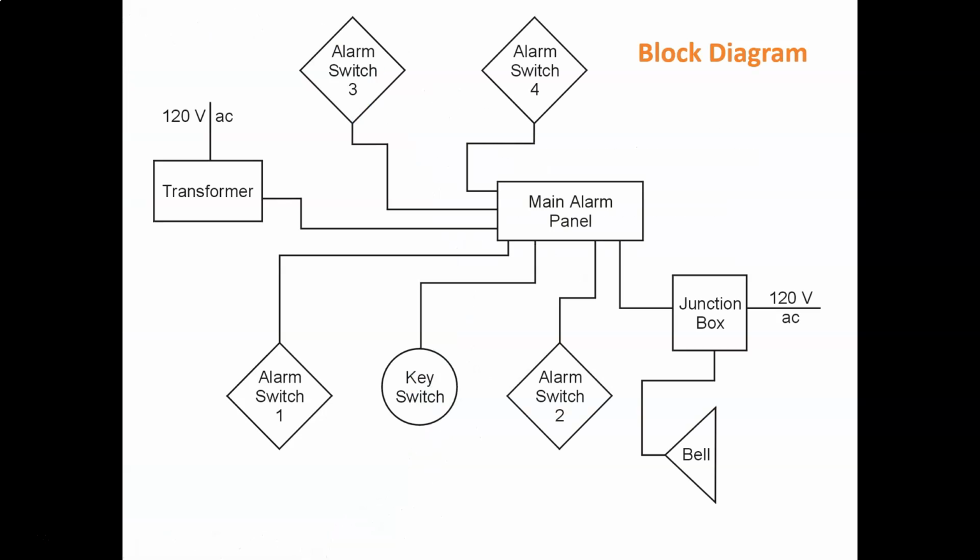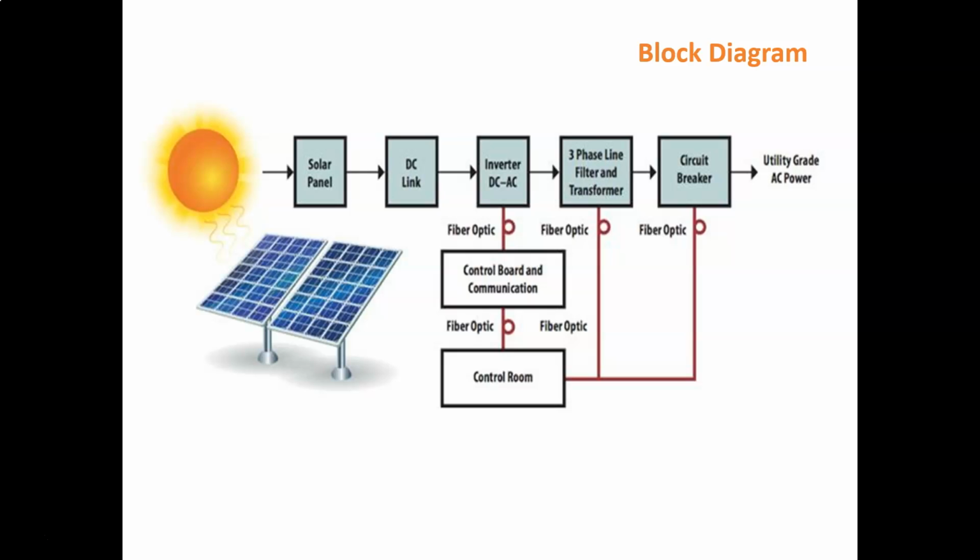All right, so here's an example of a block diagram. We have the main alarm panel here, so this is an alarm system. All right, and we have our transformer feeding 120 volts in, stepping it down to say 12 or 24 volts. All right, we have a key switch over here, alarm switch 1, 2, 3, and 4. We've got your junction boxes with a bell, which is your signaling device. Right? So it's a very, very simple diagram, just kind of showing you the relative layout of the components in that circuit.